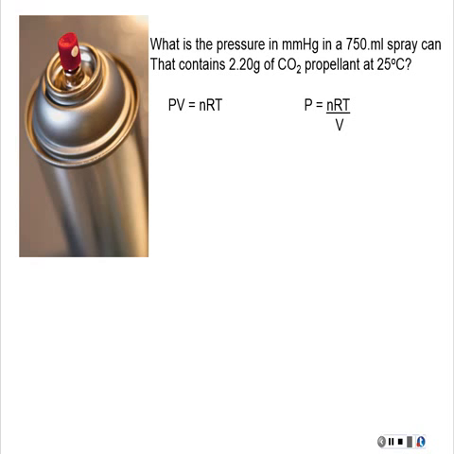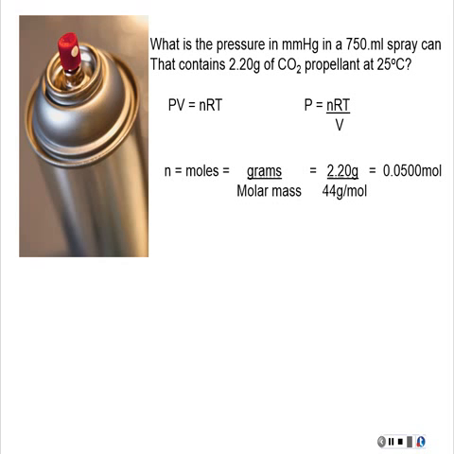Now n is moles, so I'm going to have to convert my 2.20 grams of CO2 to moles. So moles would be grams divided by the molar mass. Molar mass of CO2 is 44. And that gives me 0.0500 moles. So I'll give you 3 significant figures. Now R is the gas constant, so I already know that. Here it is here. Now temperature, I need 25 centigrade converted to Kelvin, so I just add 273 to that.